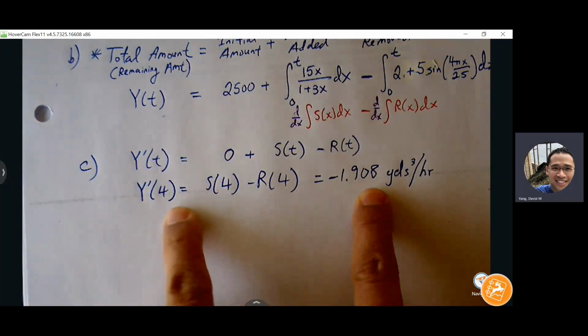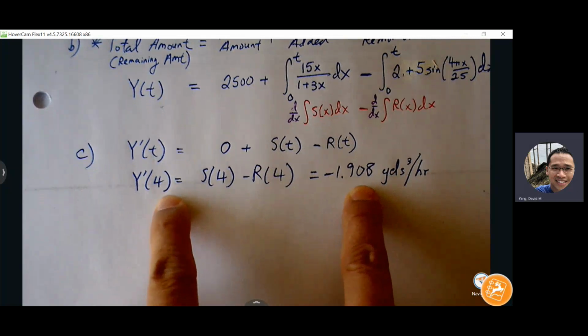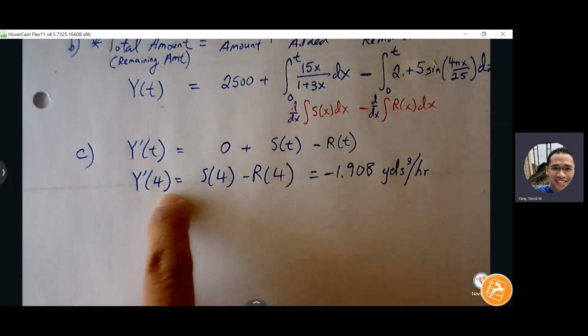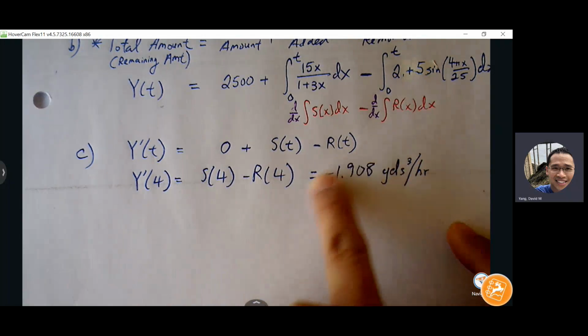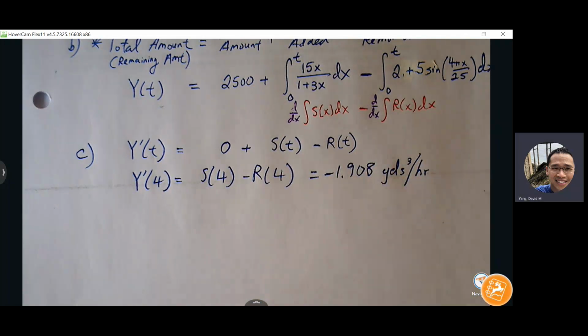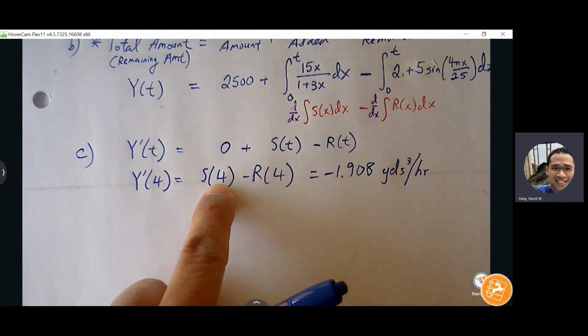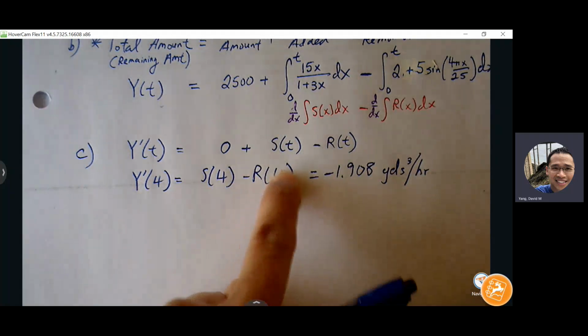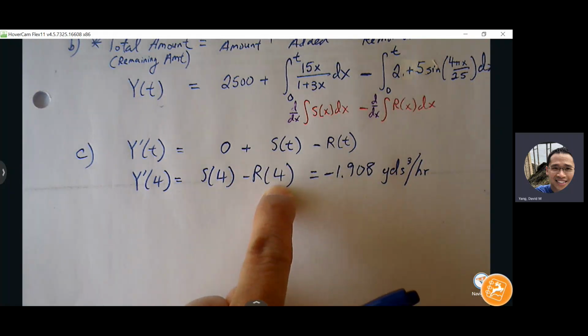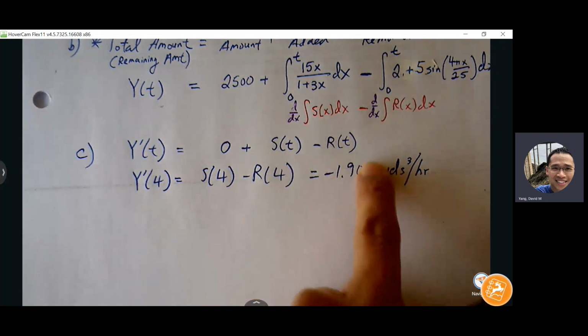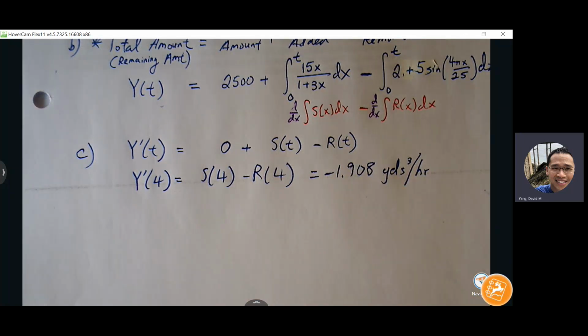So what does that tell us? At time t equals 4, when it's 4 hours into this time period, what's happening to the sand on the beach? It's decreasing, right? The amount of sand on the beach is decreasing by 1.908 cubic yards per hour. They're both occurring. Sand is being added, sand is being removed, but the amount removed at that time is at a higher rate than what's being added. So at this moment in time, the amount of sand on the beach is shrinking. Okay, questions so far?